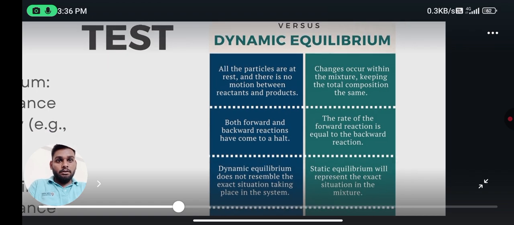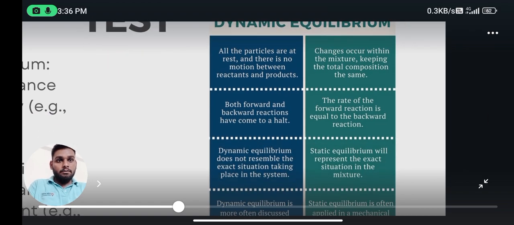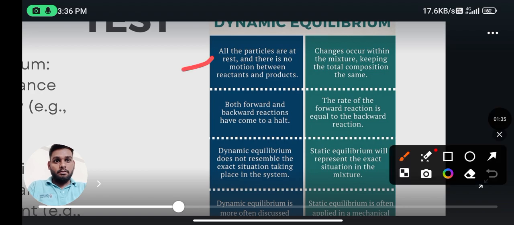First, in the static, all the particles are at rest and there is no motion between the reactants and the product. And in the dynamic, the changes occur within the mixture, keeping the total composition the same. In the static, the second difference is that both forward and backward reactions have come to a halt. And in the dynamic, the rate of forward reaction is equal to the backward reaction.